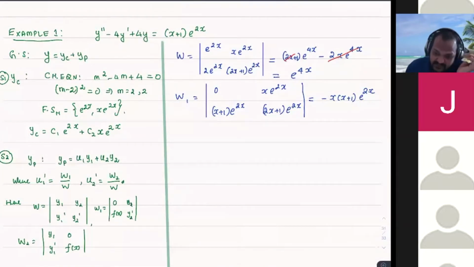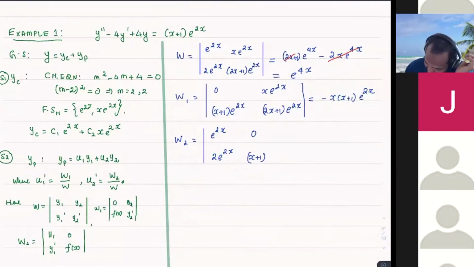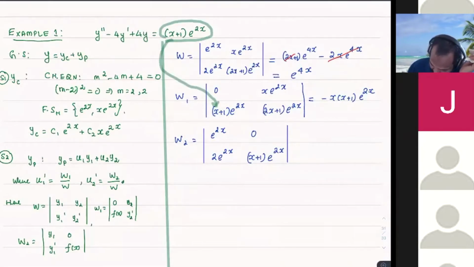W2, right? Let's take a look at the W2. The W2 would be e to the 2x, 2 e to the 2x, and then I'm going to have a 0, and then x plus 1 times e to the 2x, right? By the way, those who are wondering where this x plus 1 e to the 2x comes from, it comes from here, right? That's where it comes from. Keep that in mind.